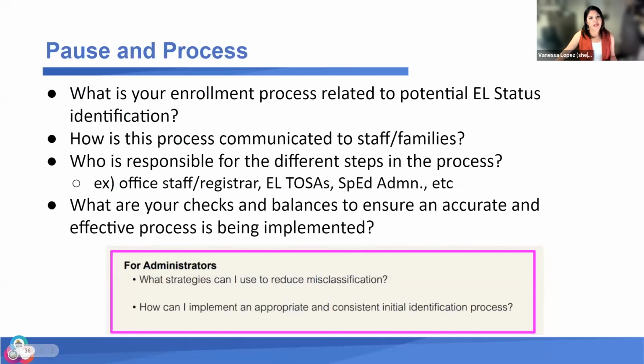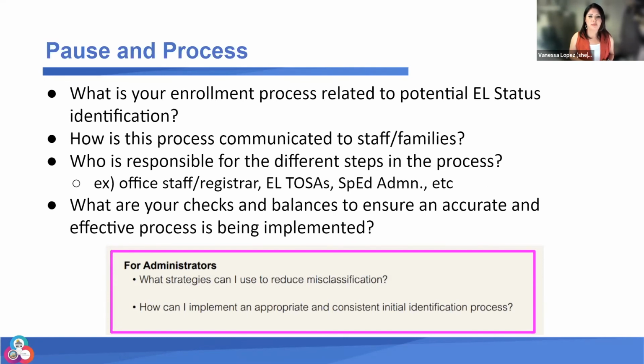So for our final pause and process prior to our student scenario, we want you to consider the following. What is your enrollment process related to potential EL status? Who handles that? Who answers questions? How is this process communicated to staff and families? Is there a person at the front office that helps with that? Is there a Chromebook set up for families to do that? Is it sent out in an email as a link? What do we do about families who might have some language barriers, some literacy barriers?